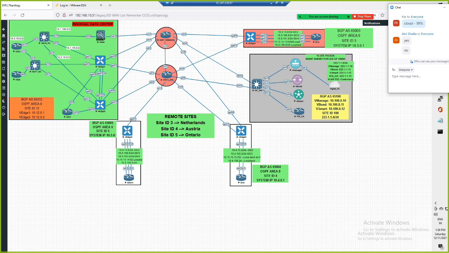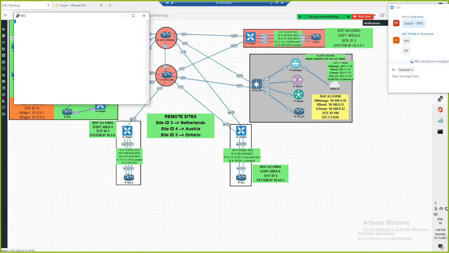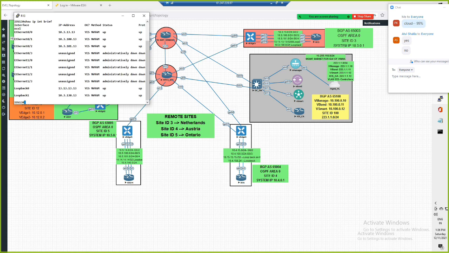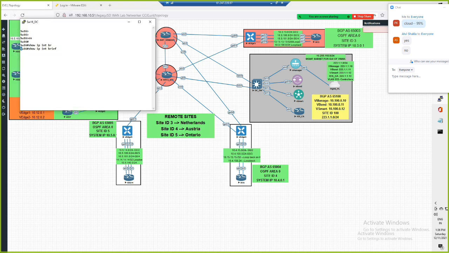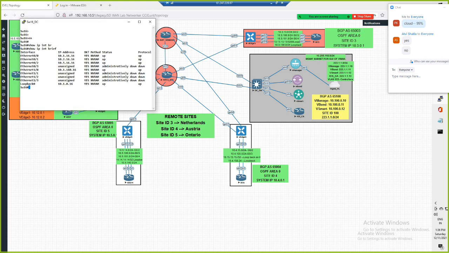So let's say I'm on R13. Let me go to R13. Show IP interface brief, right? And the IP is 10.3.13.13. 10.3.13.13 is the IP of E0/0. That is very good. Show IP route. Here I have a loopback 10.1.0.16.